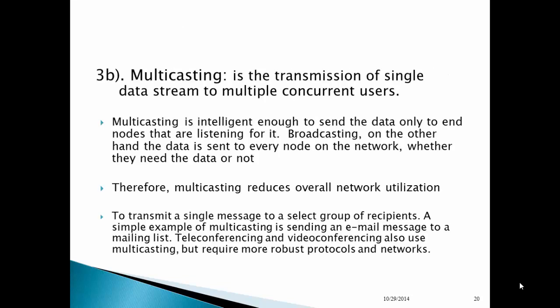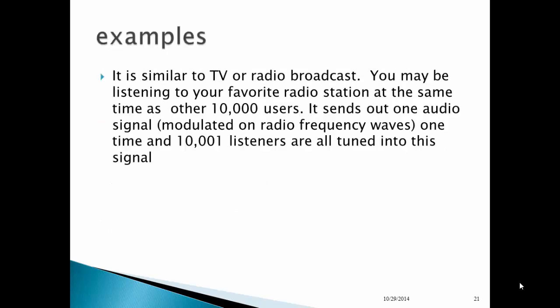To transmit a single message to a select group of recipients, a simple example of multicasting is sending an email message to a mailing list. Teleconferencing and video conferencing also use multicasting, but require a more robust protocol and network. So in multicasting, only selected recipients can receive the video or the data or the information. So make sure that you learn the difference between multicasting and broadcasting.